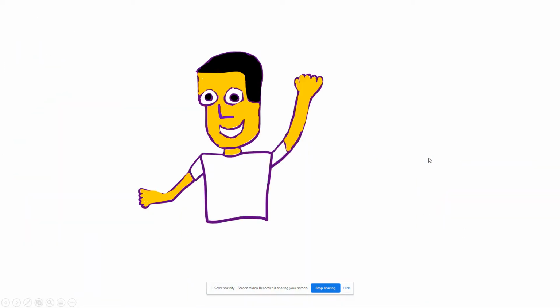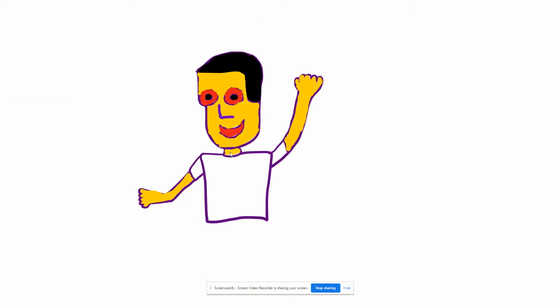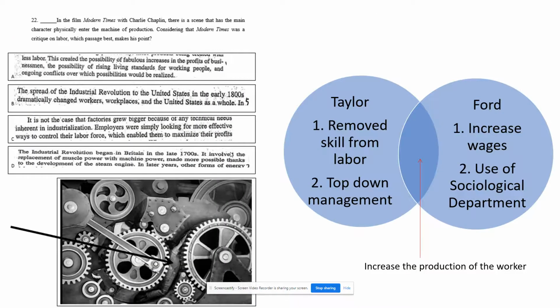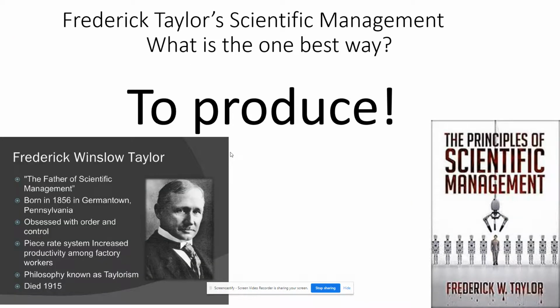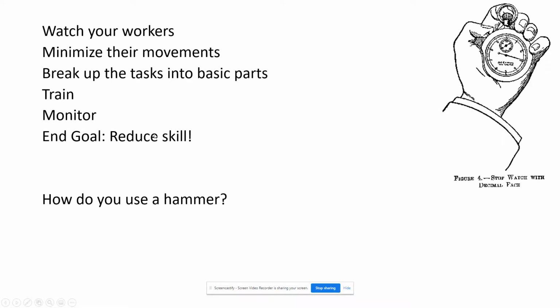So when we go back to the item, what's the one best way to get your workers producing? Ford is saying give them more money. Taylor is saying remove skill. And when you remove skill, that could have some consequences. So that's kind of the way this simulation works, to get people to produce. Ford is going to pay more money, and Taylor is just going to reduce skill.